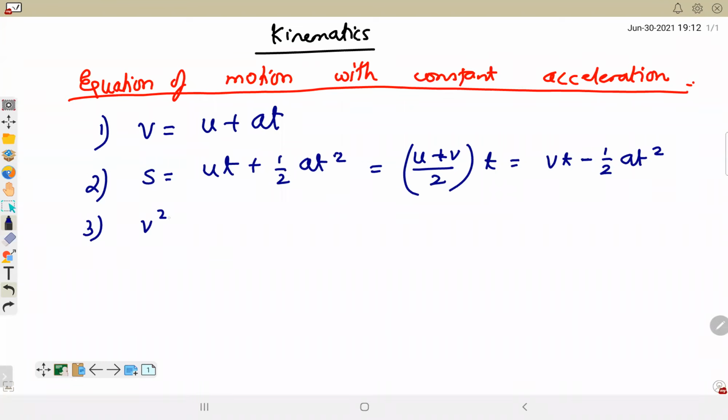Third equation is v square is equal to u square plus 2as. We have derived all these three equations. Yes, sir. What was the fourth equation? Displacement in nth second.